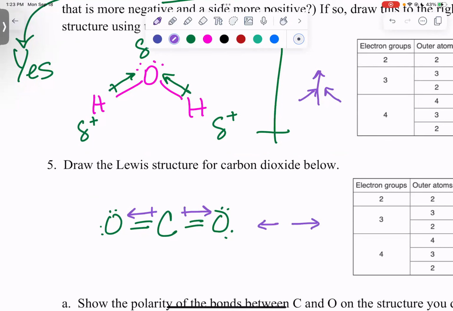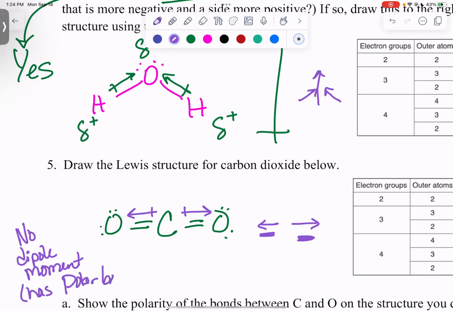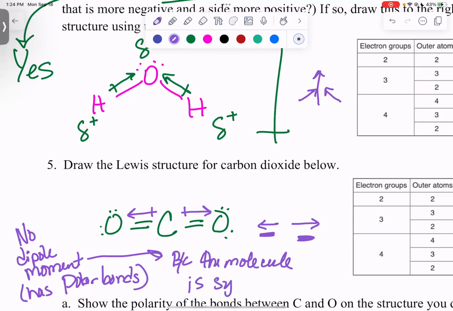Then you have to think about the carbon being pulled on the left and the carbon being pulled on the right. If it's pulled equally on the left as on the right, the carbon's not going to move. It's not actually going to have a dipole moment. So carbon dioxide has no dipole moment, even though it has polar bonds. And the reason is that the molecule is symmetric.